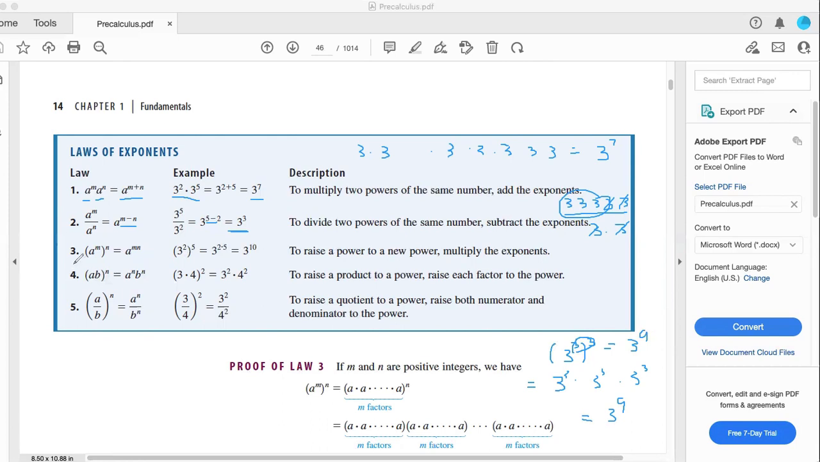So that's the reason. Okay, rule number 4 says a times b, raised to the n, is equal to a raised to the n times b raised to the n. I just distribute the n to the a and also to the b. So remember, a to the n times b to the n. For example, rule number 5: a divided by b, raised to the n power, is equal to a raised to the n divided by b raised to the n. This one you also need to know. I just distribute it to the a and also to the b. So you need to know this one as well.